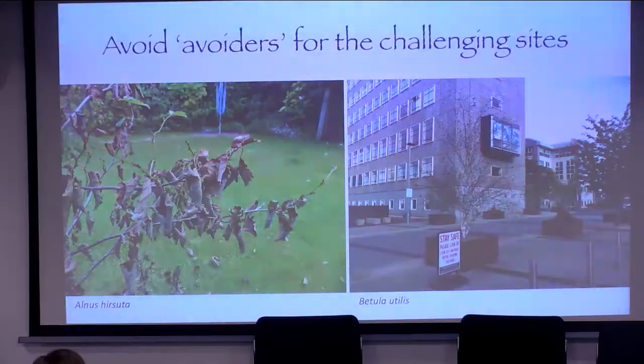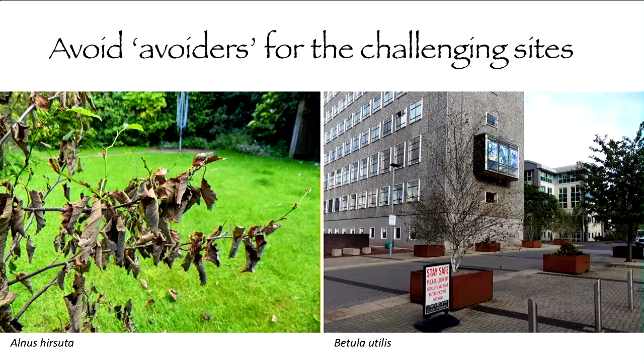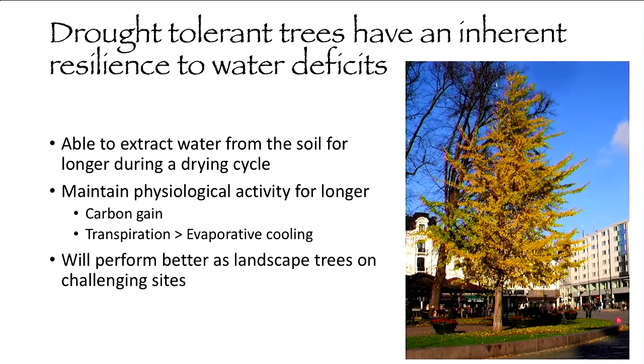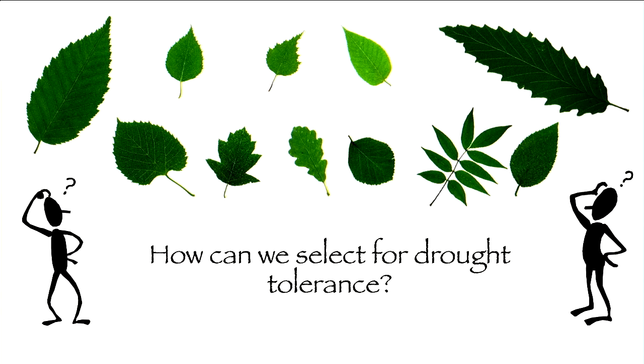So that's why it's important to really separate and try and understand which trees have these avoidance characteristics and which trees are more tolerant. The drought-tolerant trees are just able to better extract water from the soil, they can maintain physiological activity, and they perform much more effectively on those challenging sites. So how do we currently select for drought tolerance? That's a really key question, isn't it, for this morning's talk?